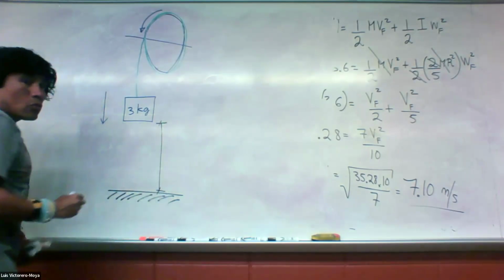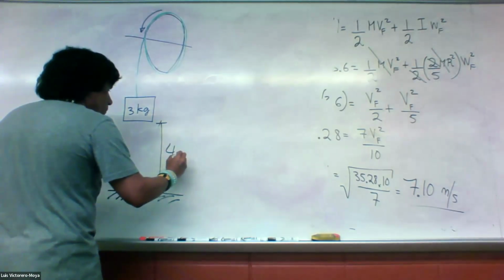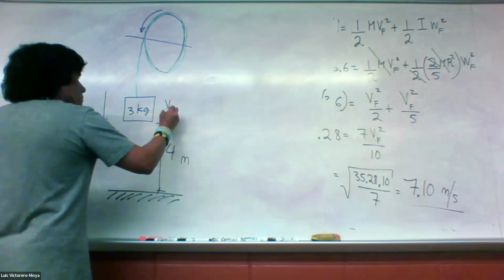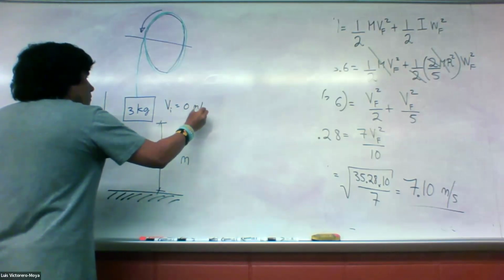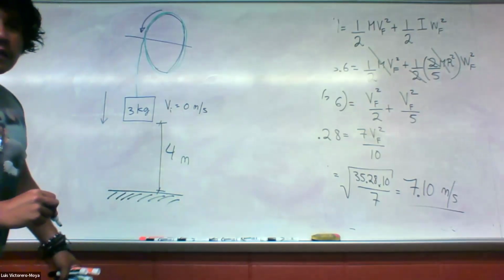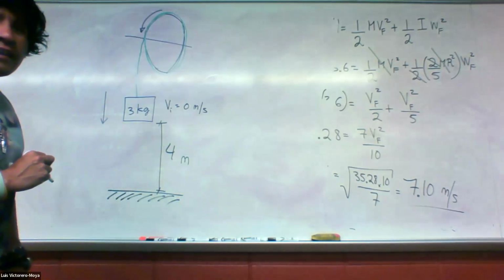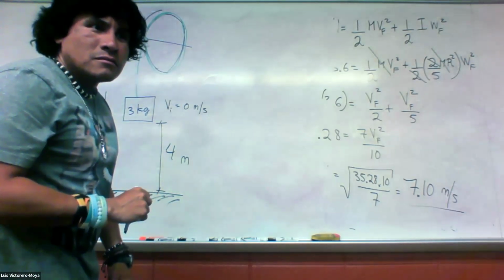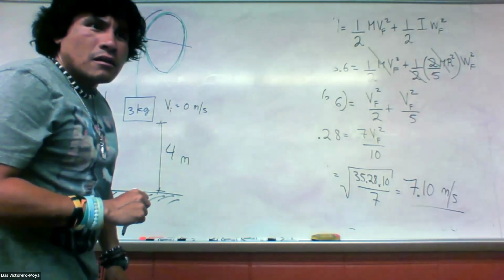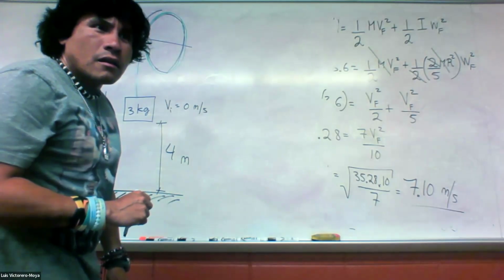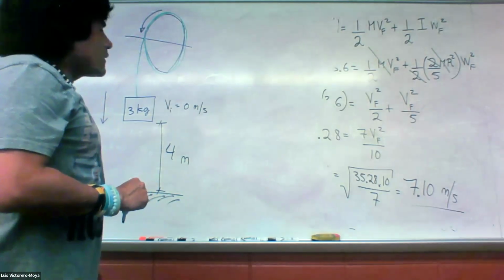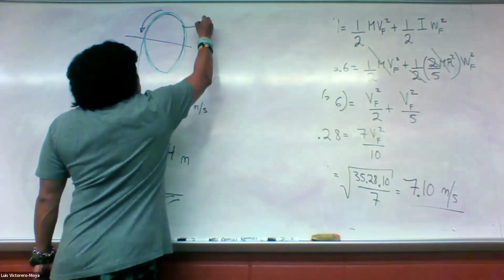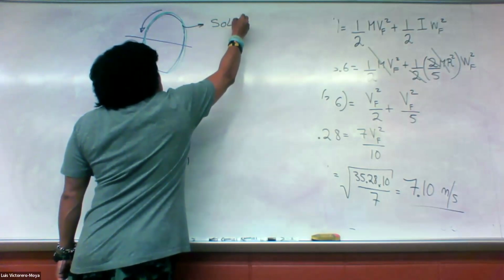How much does it fall? 4 meters from rest. So it's like you let it go. They want you to find the angular speed of this. And you assume this to be what, though? You assume this to be a solid cylinder. It's a solid cylinder.